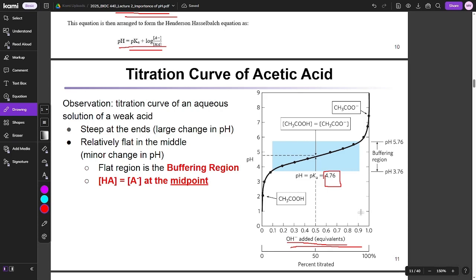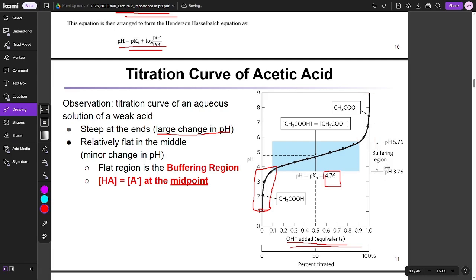So if we look at the steep ends, these large changes in pH, that's when the buffer is broken. When the buffer is broken, the buffer's obviously not working, and so we get these massive changes in pH because you're just adding straight hydroxide. Or if you're adding HCl, or straight acid, then it's just going to drop the pH instead.